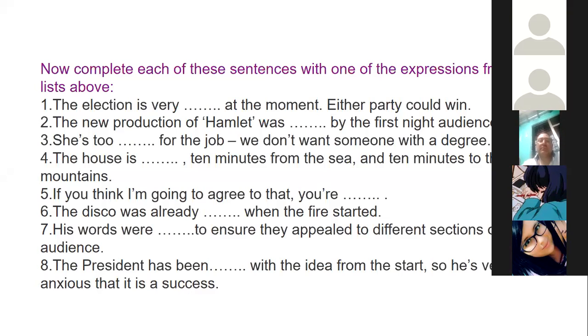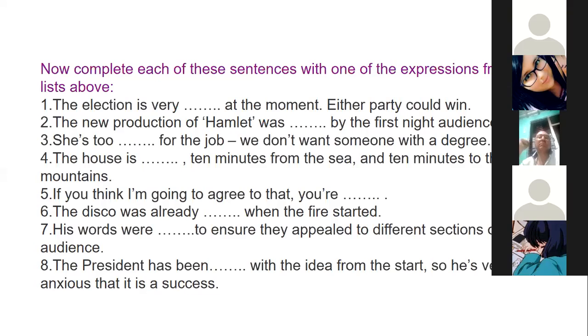Okay, Noé, are you ready? Okay, teacher. The new production of Hamlet was highly overcrowded by the first night audience. Okay, very good. That's right. Nice combination. Okay, I don't know if Crisia is ready.